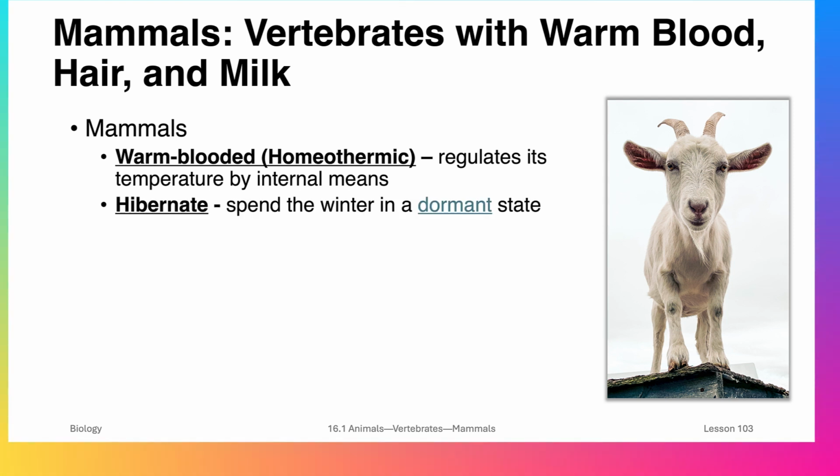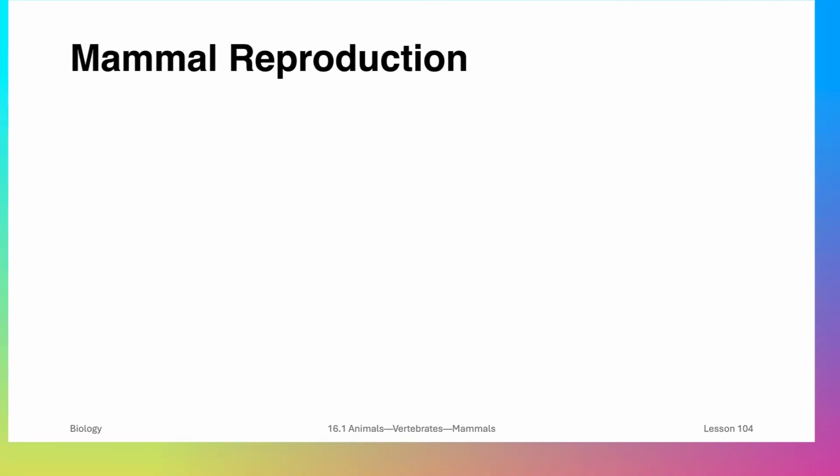Mammals also, at least some groups of mammals, will spend a winter in a dormant state known as hibernation, or they hibernate. Bears are an example of a group of mammals that hibernate. They have lungs. They have a diaphragm which powers their lungs and helps them breathe. They have a four-chambered heart, and these animals all have these things in common.